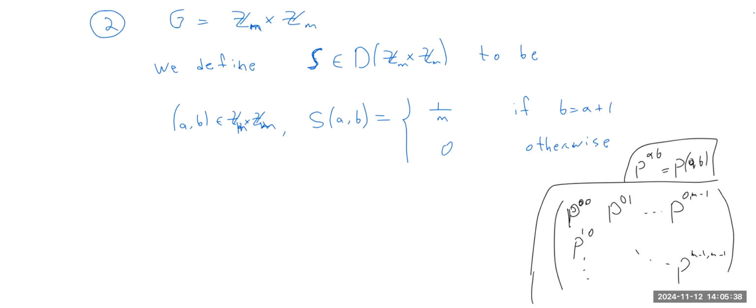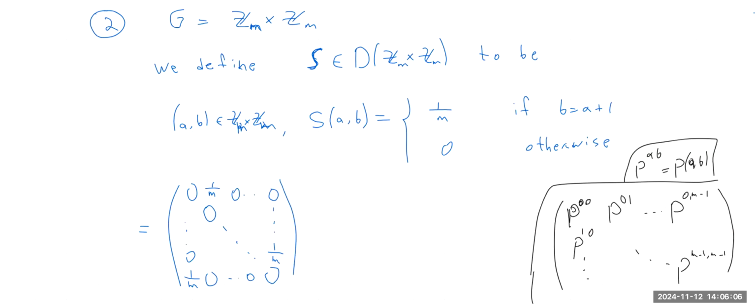So what is the matrix that we have here? We can write it like this: 0 everywhere, and 1 over m up to the end. Of course here we also have another one, and the rest is 0. So this is the distribution that we have.